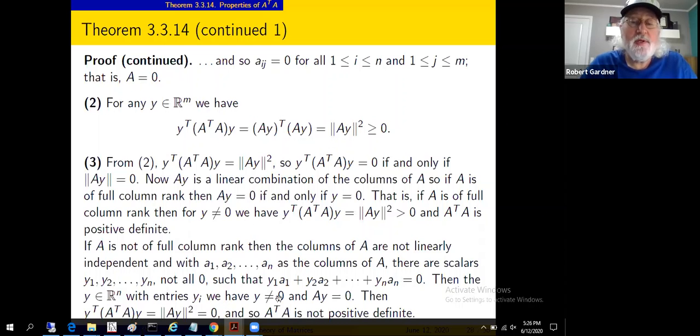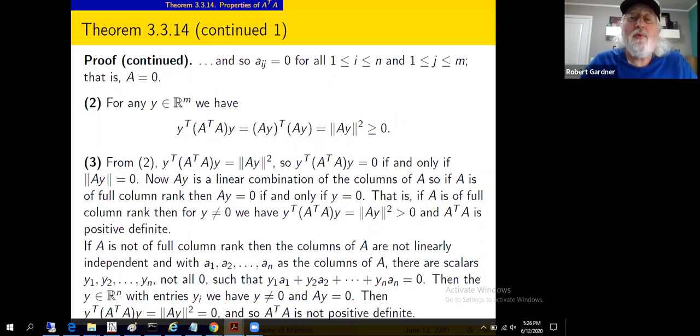That's going to be 0 because AY is a 0 vector. Well, that's not positive definite. So we needed, whenever we chose a non-zero vector Y, that we got this to be greater than 0. It equals 0. We don't have positive definite. So there's an argument for the contrapositive.